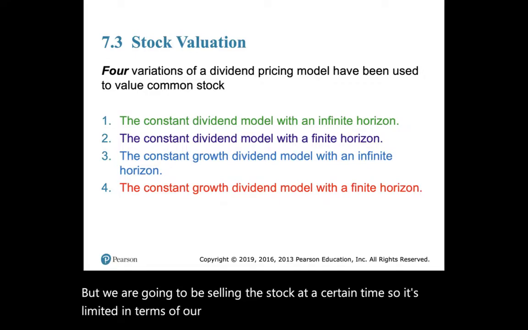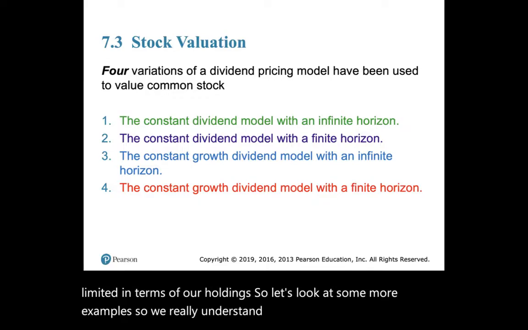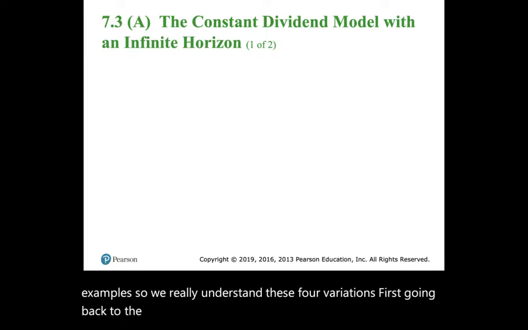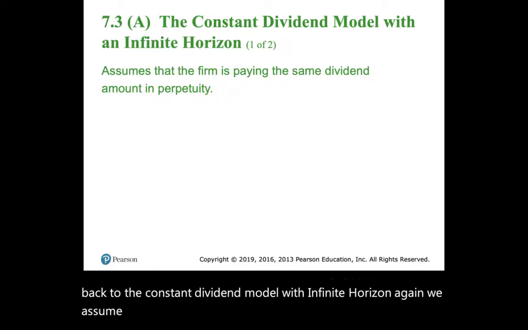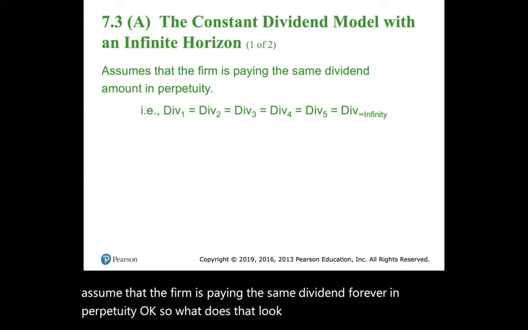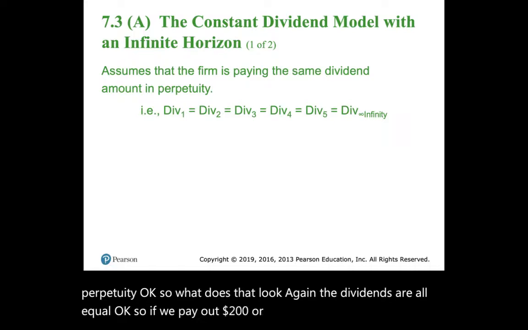So let's look at some more examples so we really understand these 4 variations. First, going back to the constant dividend model with infinite horizon. Again, we assume that the firm is paying the same dividend forever in perpetuity. Okay, so what does that look like? Well, again, the dividends are all equal. Okay, so if we pay out $2, we're paying $2 out forever.